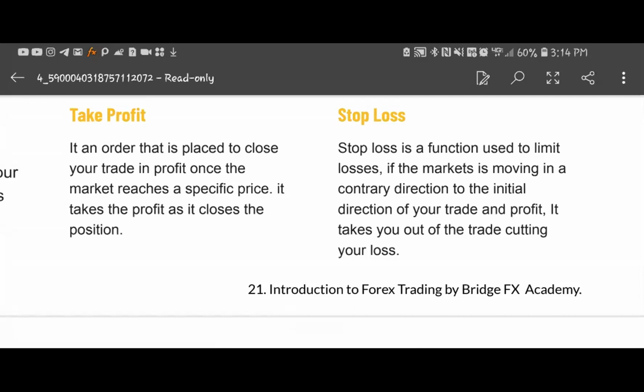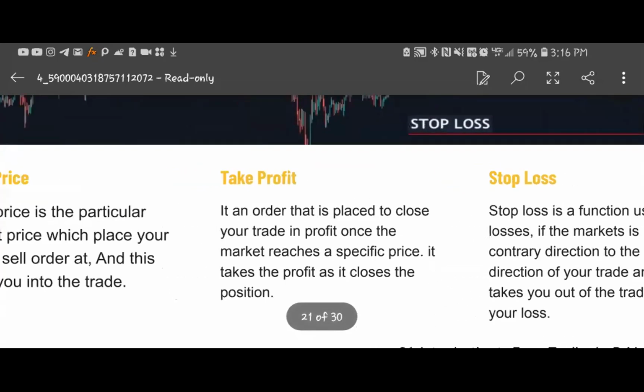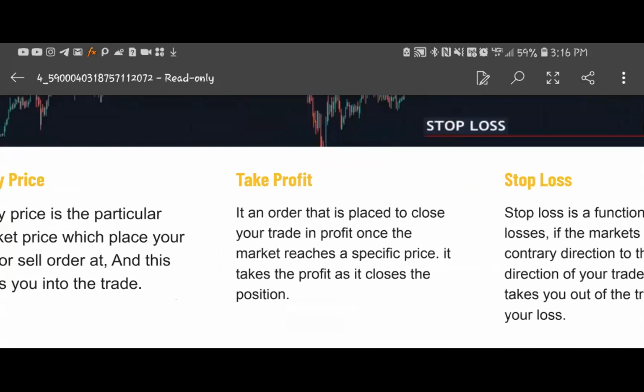So yeah, your stop loss is basically to limit your losses. Like I said earlier, the more lot size you use, the more you lose money or the more you gain money, depending on where the market is going, if it's an uptrend or a downtrend. Okay, so to round it off here, take profit is an order that is placed to close your trade in profit once the market reaches a specific price. It takes the profit as it closes the trade for you automatically.